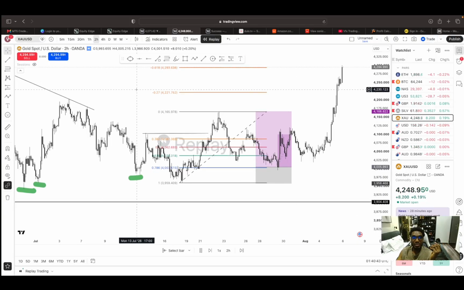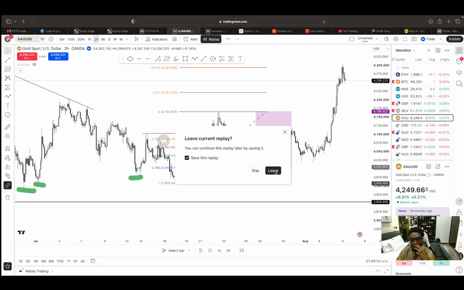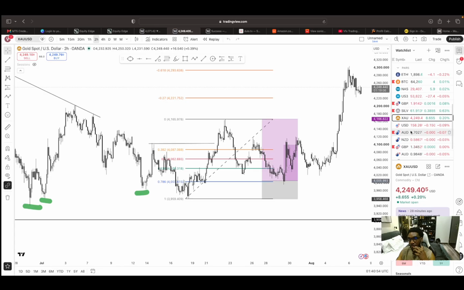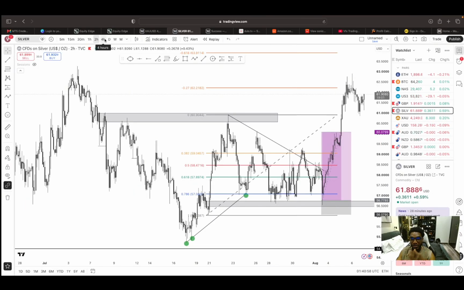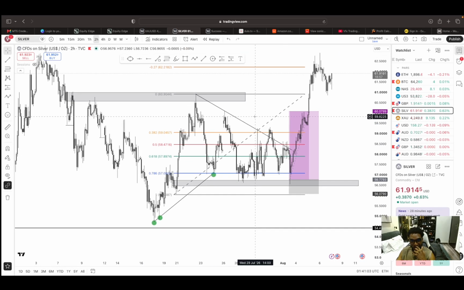I also did the same thing on gold. I'm going to exit now and show you. I also did the same thing on silver. Where's my silver? As you can see on silver, it's even here already safe. So you can see I did the same thing on silver as well.